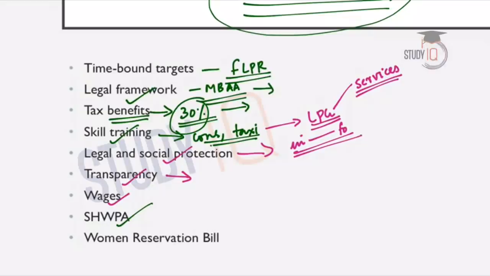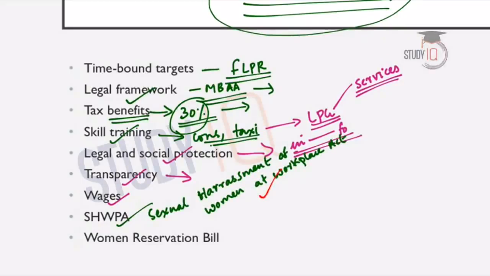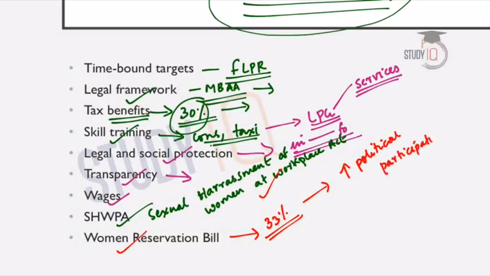And there should also be strict implementation of the Sexual Harassment of Women at Workplace Act. This will ensure the safety and security of the women. So stricter implementation means they'll feel safe to work. And another important thing is to pass the Women's Reservation Bill, which is pending in the Parliament. The Women's Reservation Bill provides for 33% reservation for women. So this will provide increased political participation for women. And this will ensure there is political empowerment of women. So this is also very important.